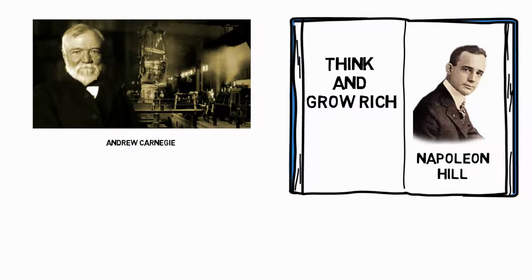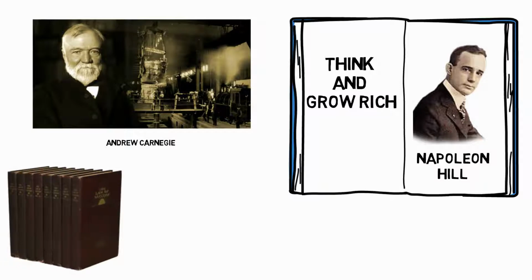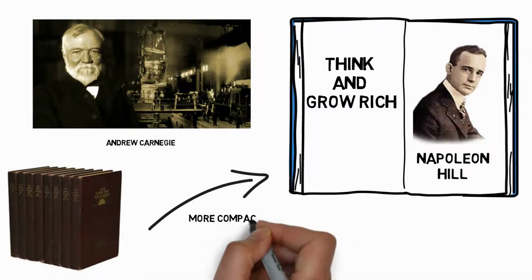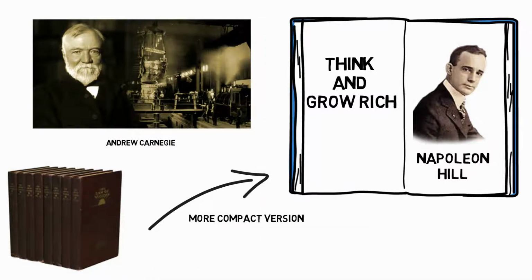20 years later, his first work was published, The Law of Success, in 8 volumes. Later, Hill decided to publish a more condensed version of his work, and thus Think and Grow Rich was born. It became Hill's best-known work. The book is among the 10 best-selling self-help books of all time.